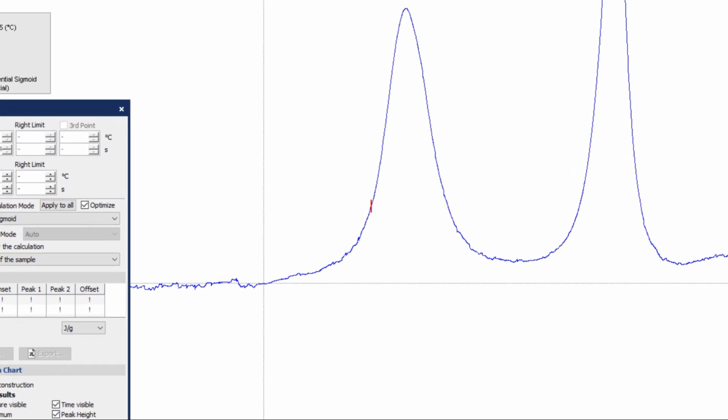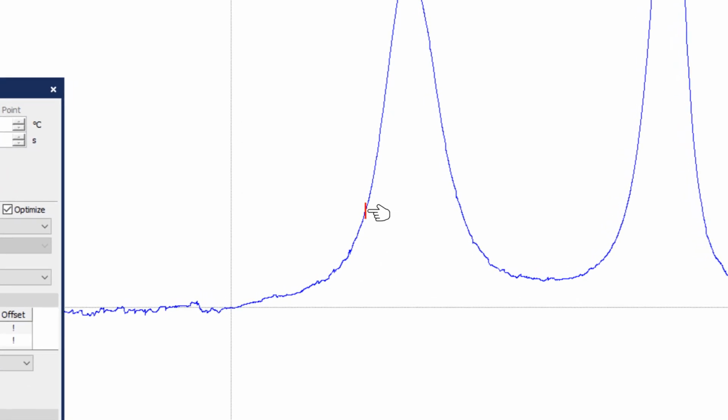The red tick placed on the signal represents the temperature of the left limit of the baseline chosen for the highest heating rate of 8 Kelvin per minute. The position of the red tick helps to select the left temperature limit for the signal recorded by the heating rate of 0.5 Kelvin per minute.